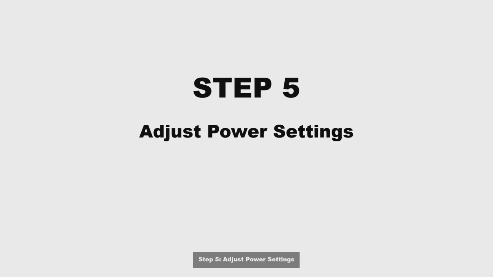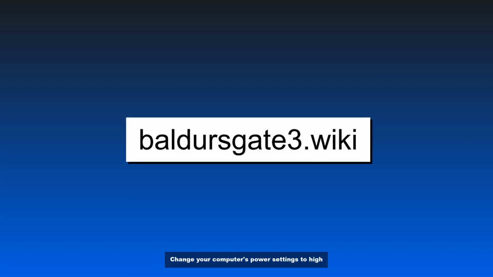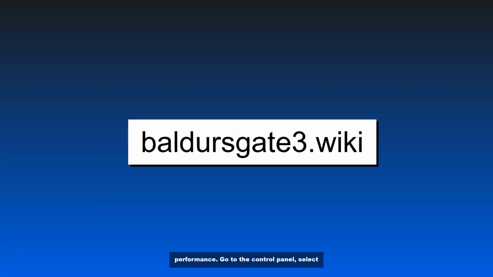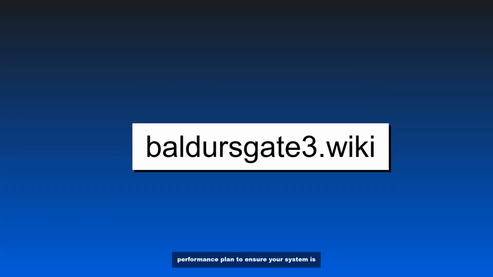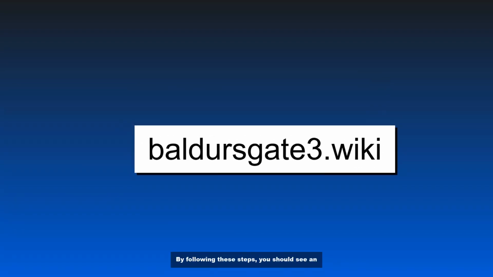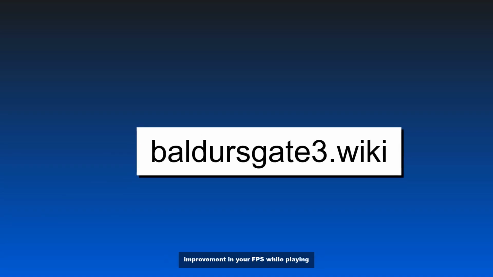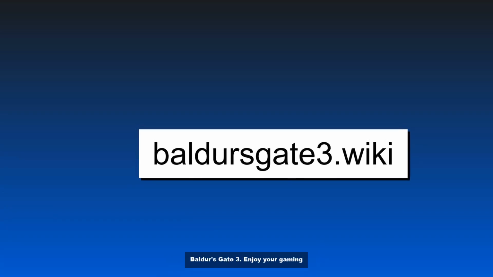Step 5. Adjust power settings. Change your computer's power settings to high performance. Go to the control panel, select power options, and choose the high performance plan to ensure your system is running at its best. By following these steps, you should see an improvement in your FPS while playing Baldur's Gate 3. Enjoy your gaming experience.